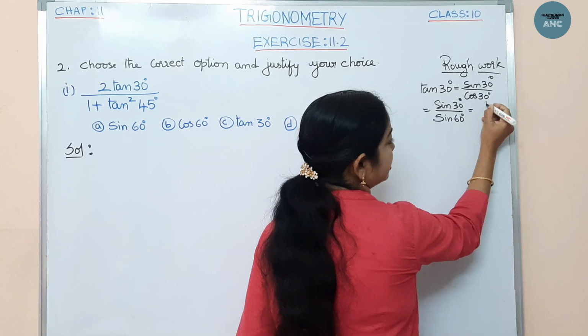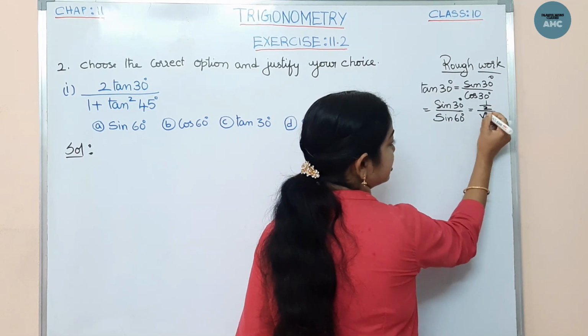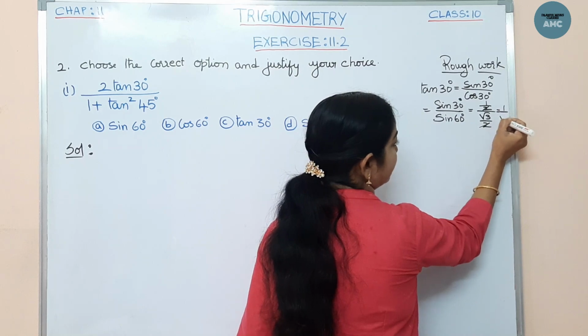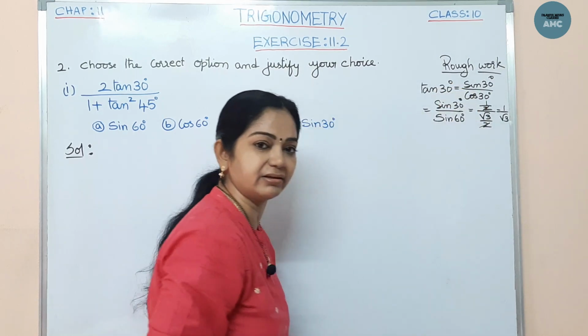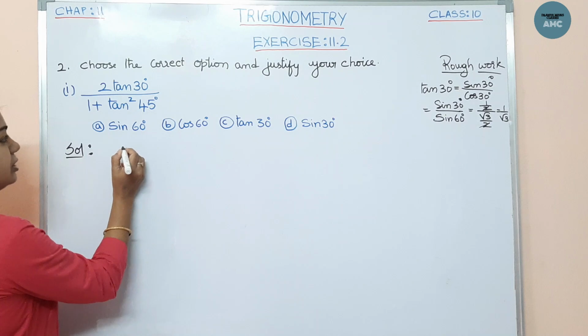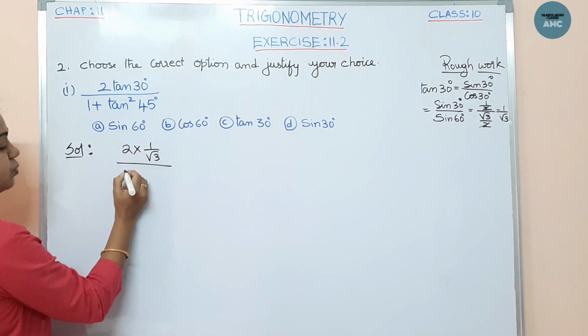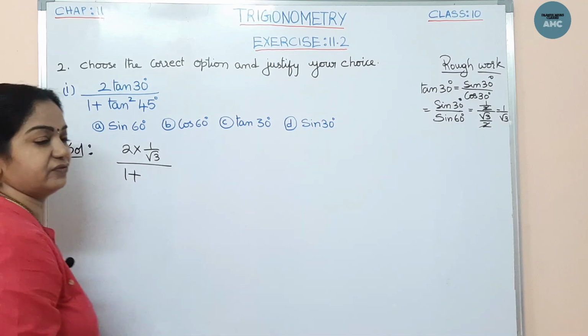Now sine 30 is 1 by 2, whereas sine 60 is root 3 by 2. So cancel off 1 and 1. So 1 by root 3. So tan 30 degrees is 1 by root 3. So 2 into 1 by root 3. I'll substitute 1 plus tan square 45.